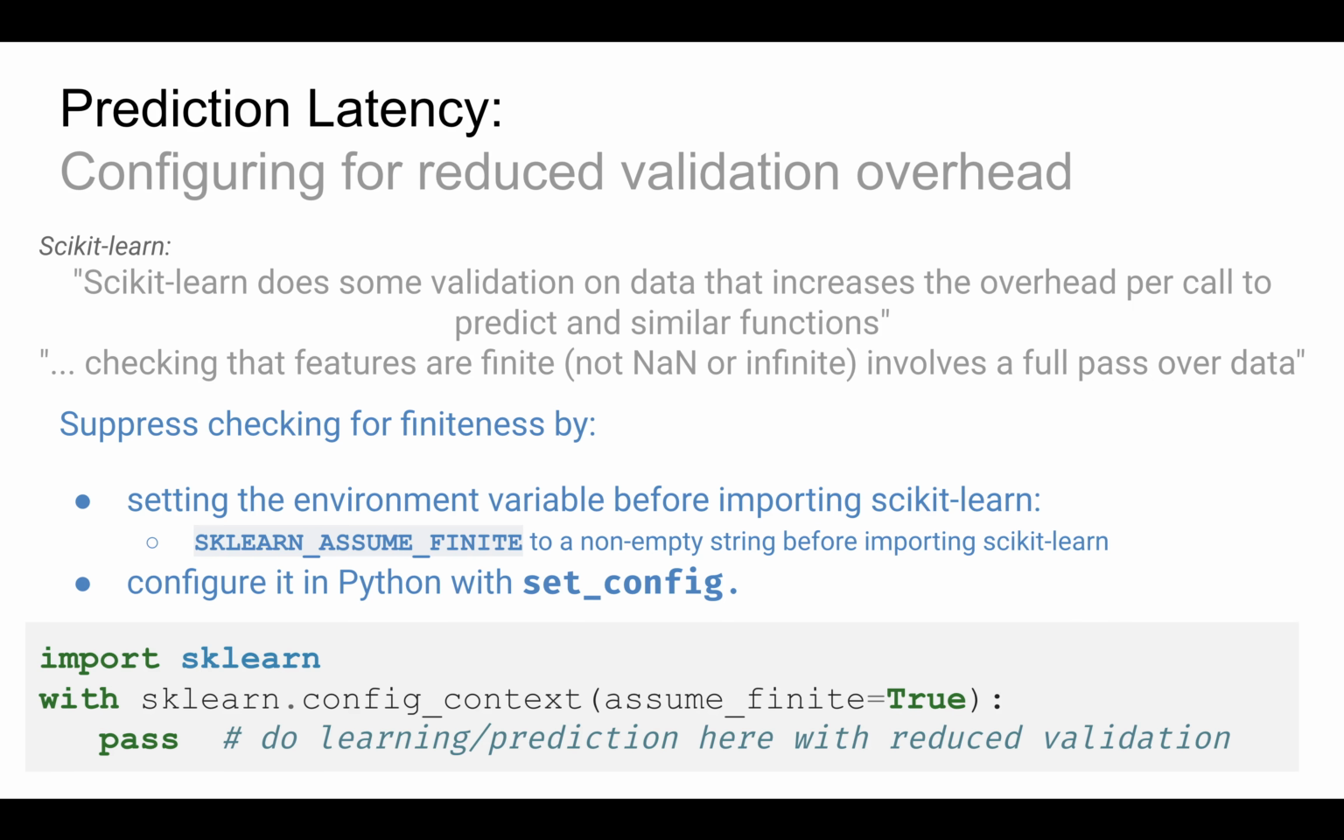Next is configuring for reduced validation overhead. What this is to say is that if the features are finite, you can check them well in advance and then specify sklearn underscore assume underscore finite. What that does is the algorithm does not have to go through that step of ensuring that the features are finite, and that will save time as well. And below is the code to do so.